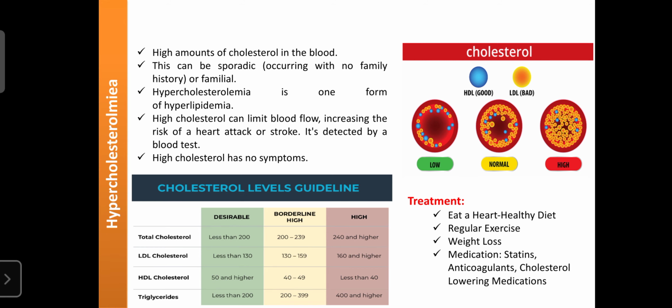Regarding hypercholesterolemia, high cholesterol in the blood is known as hypercholesterolemia. This can be sporadic, with no family history, or with a family history. And cholesterol is one form of hyperlipidemia. High cholesterol can limit the blood flow, increasing the risk of heart attack and stroke. It is detected by a blood test, and high cholesterol has no symptoms. So this is the chart with guidelines for cholesterol in our body.